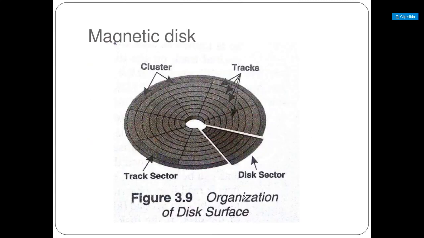This is how a magnetic disk looks like. So you can see it is divided into tracks, as well as clusters, as well as a track sector and a disk sector. Okay, so this is the organization of a disk surface. So remember, these are important diagrams you need to know from the examination point of view as well as knowledge point of view. So you should know what it is called and how it works.